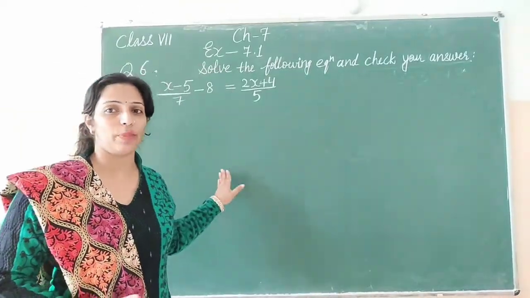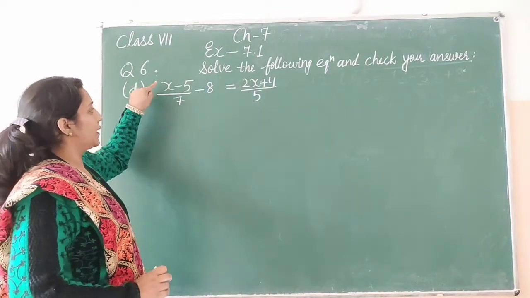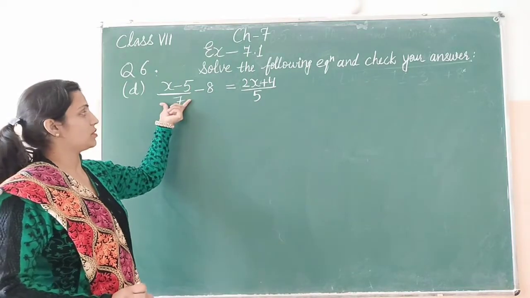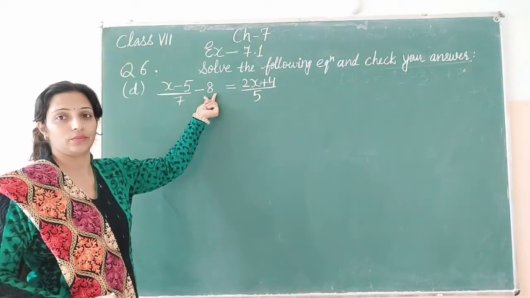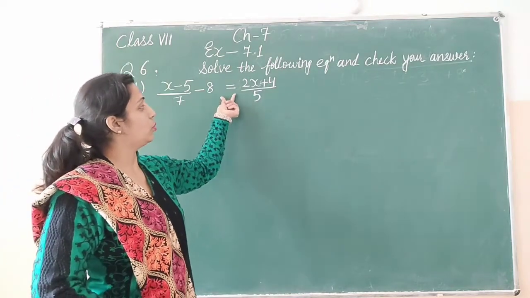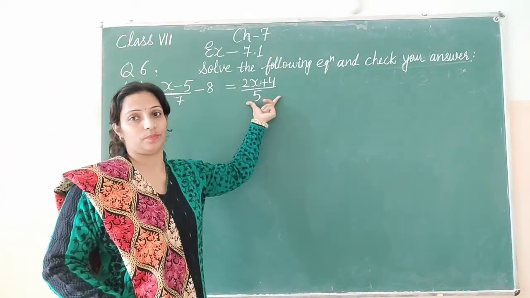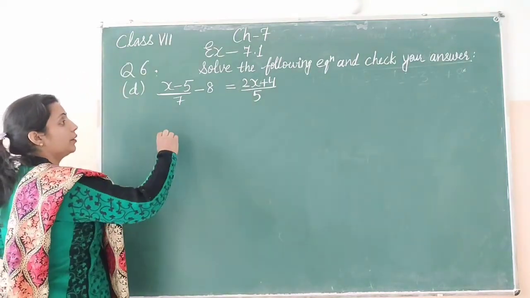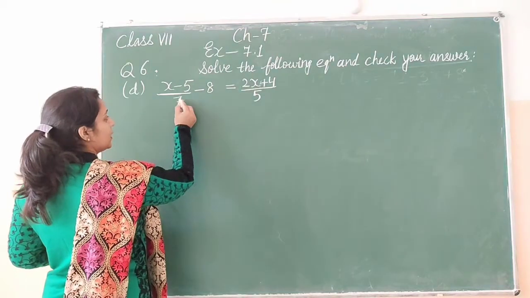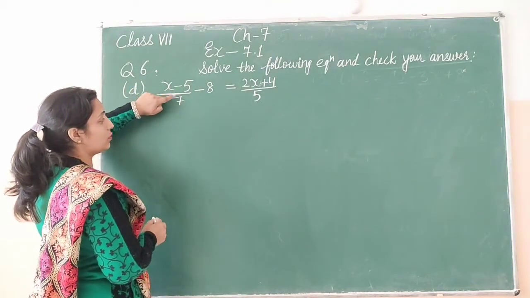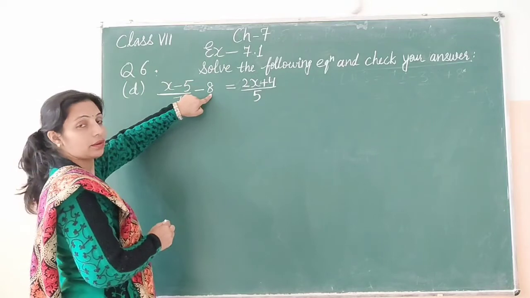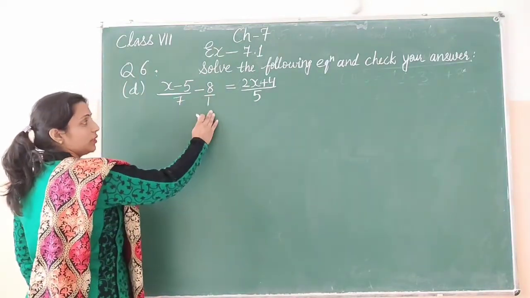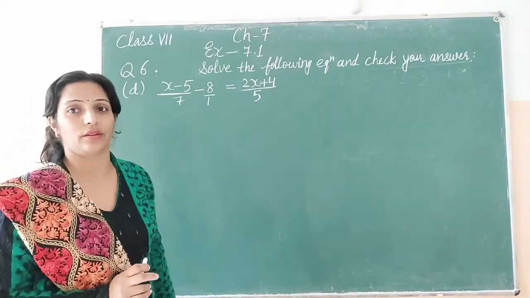Students, now we will do D part of question 6. (x minus 5) by 7 minus 8 means this is the first term, this is the second term, it is constant, equal to, here only one term is there, (2x plus 4) by 5. Now you can see that here in this term 7 is the denominator, but 8 is not having any denominator. So for solving this, we will put 1 as the denominator.